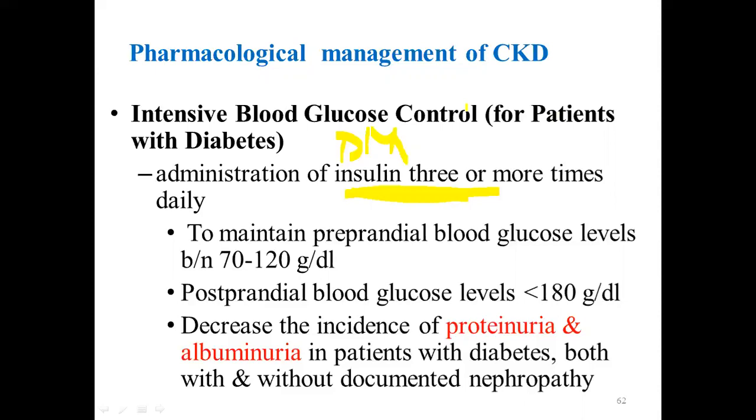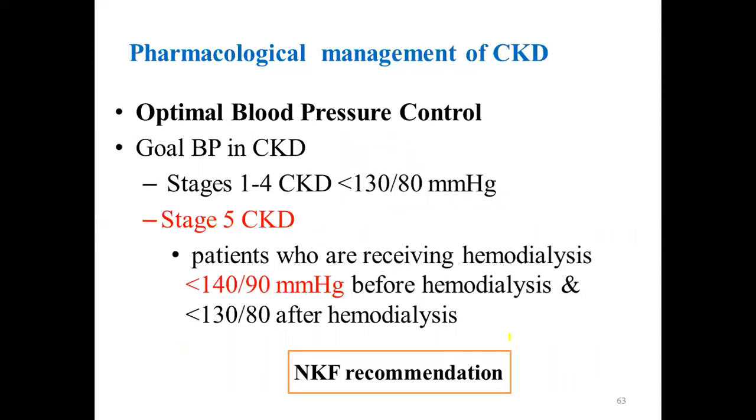So optimum sugar level control with insulin is very, very important because it can actually decrease even the incidence of proteinuria as well as albuminuria in patients with DM. So that is the essence.